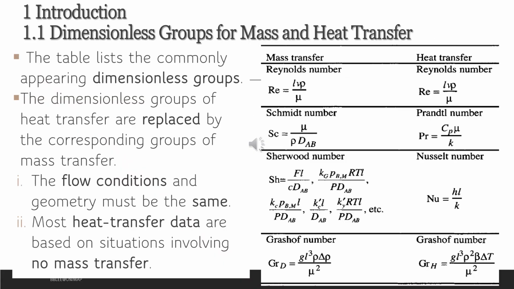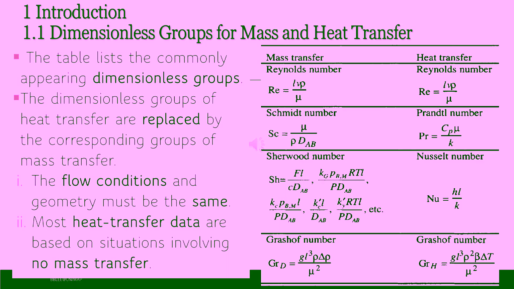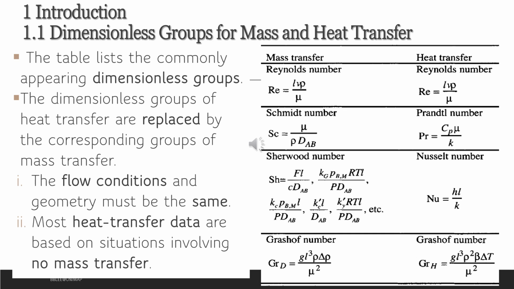Okay, so introduction. We look at dimensionless groups. Basically, what we are using for mass transfer is actually derived from heat transfer. So what you have learned in heat transfer is applicable to mass transfer. The flow condition for both heat and mass transfer, and the geometry, must be the same. Then we can interchange and use the same thing. Heat transfer data can also be used in mass transfer.